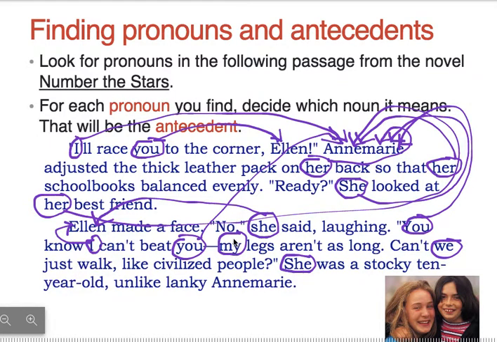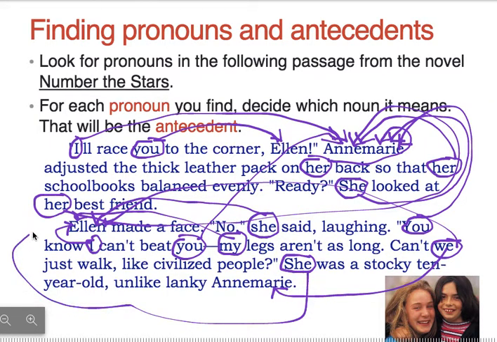My legs aren't as long. So my legs, the my has the antecedent of Ellen because she's talking about her own legs. It's one of those possessive pronouns, taking ownership. Can't we just walk like civilized people? Well, we is talking about both of them, Anne-Marie and Ellen. She was a stocky 10-year-old, unlike lanky Anne-Marie. She is talking about Ellen.